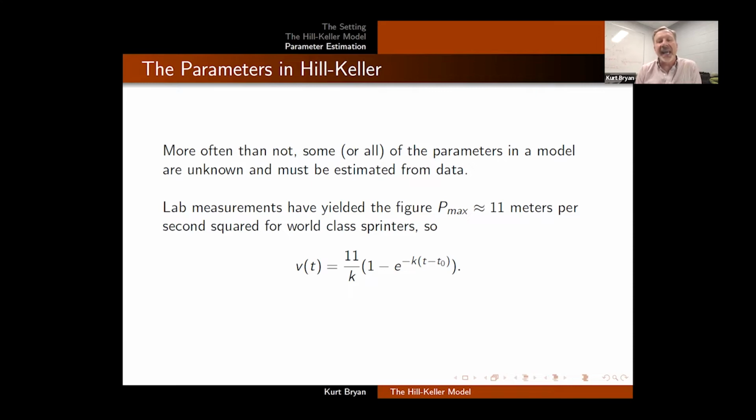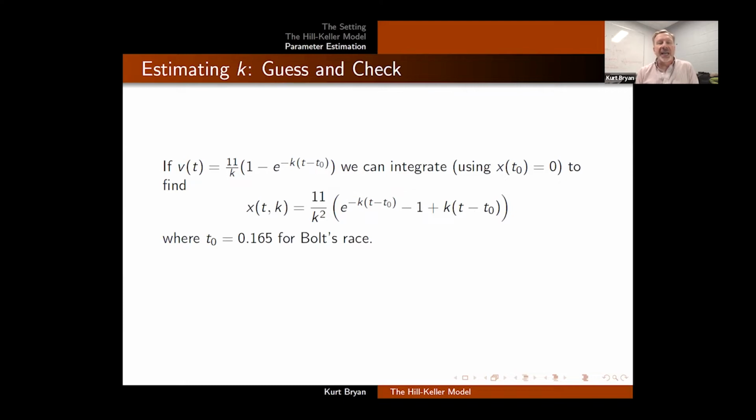So the runner's velocity is given by the formula you see there. t0 is known to us. k is not known to us. We're going to have to somehow figure out k. We're going to do that by comparing this model to Usain Bolt's data to estimate, at least for him, what k was. Now, the data we have is not velocity, it's position. So what we need to do is compute the position of Usain Bolt, and it's a simple integral. Just integrate, and you're led to this formula here, and I write x of t comma k just for convenience to indicate that x depends on t and k.